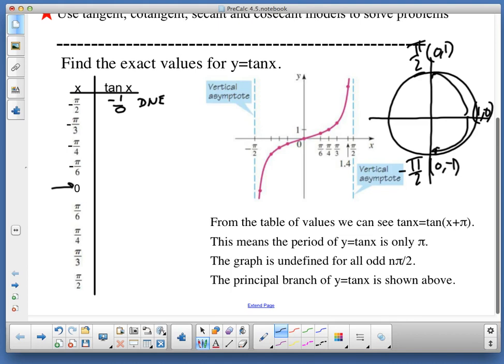And we should know this from the unit circle. So take 2 minutes and fill those out. I'll stop this time on this.